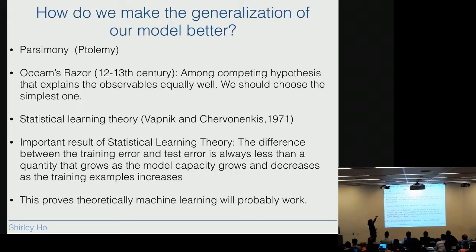And there's statistical learning theory that people have been doing. This is a long list of work: how do you select a model? And there's an important result of statistical learning theory: the difference between the training error and the test error is always less than a quantity that grows as the model capacity grows, and decreases as the training sample size increases. This is kind of convoluted, but basically it proves theoretically that machine learning should work given more data and choices of model capacity.